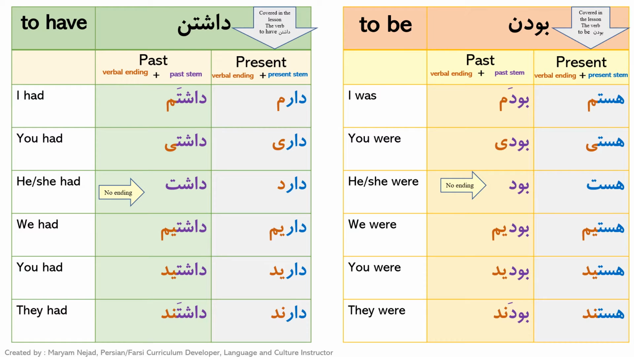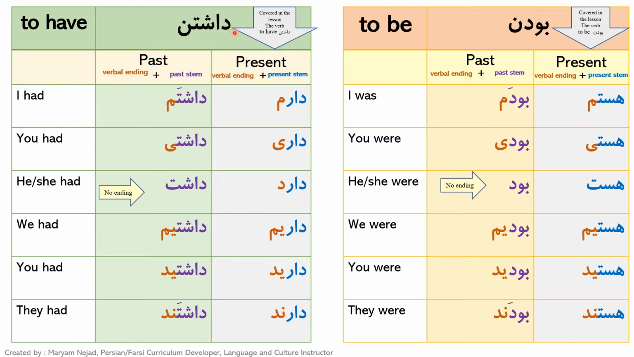Now let's go over these two verbs in the past tense. So we have already learned how to conjugate the verb بودن in the present tense in the lesson about the verb to be. So I'm not going to go over it right now. I'm just going to go through the past tense. And for past tense, we said we need the past stem, which you can see in the color purple. And then we need the verbal ending. We need to conjugate it to the subject. So this is going to read as بودم, بودی, بود, بودیم, بودید, بودند. So no ending for third person singular.